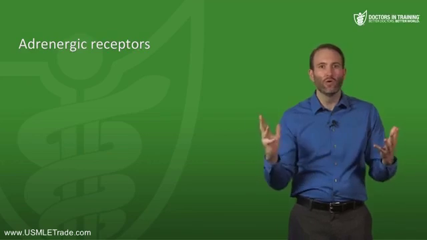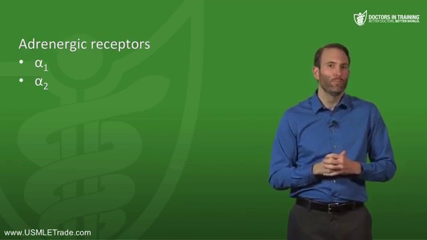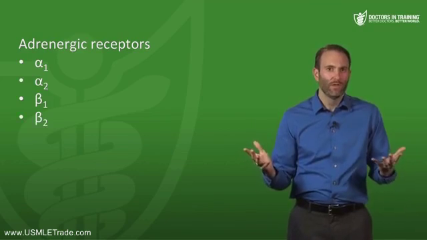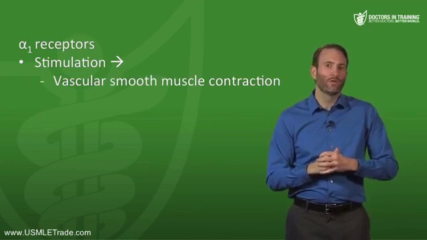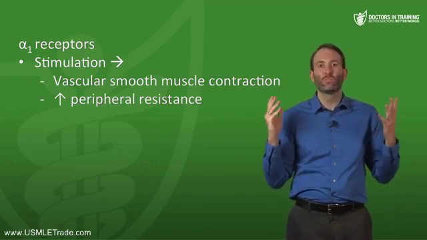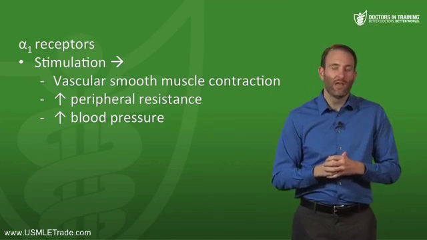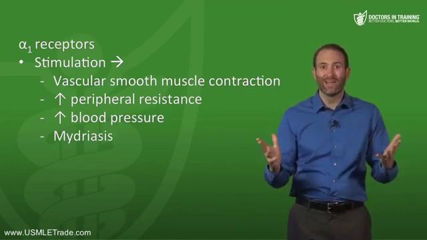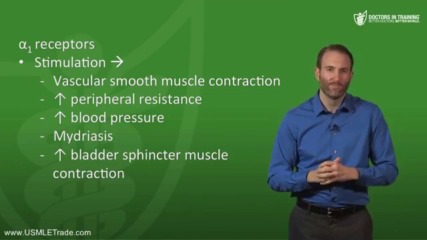This is the important part of this lecture. The 4 that you really need to know the most for Step 1 are going to be alpha 1, alpha 2, beta 1, and beta 2. Now, when alpha 1 receptors are stimulated, this results in vascular smooth muscle contraction. So what is this going to do? Well, it's going to lead to increased peripheral resistance. It's going to give you some increased blood pressure. In the eye, it's going to act with mydriasis. And then also you're going to see some increased bladder sphincter muscle contraction.